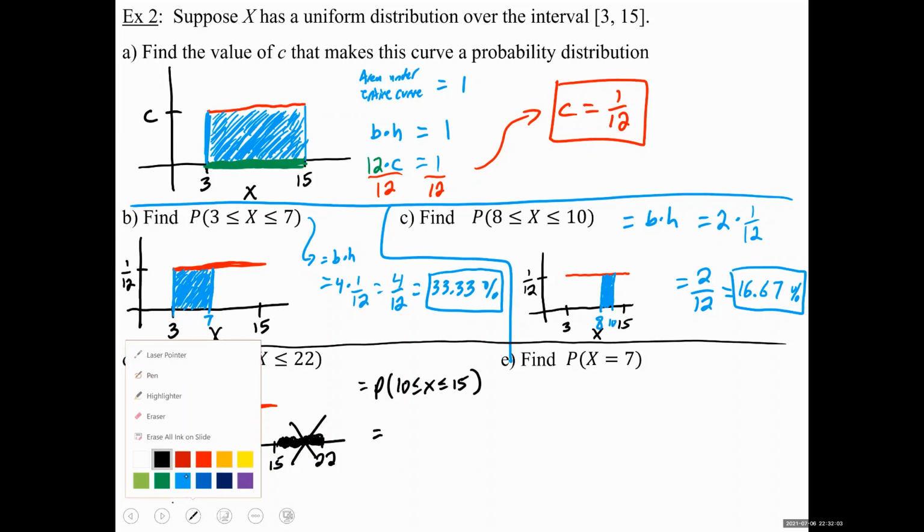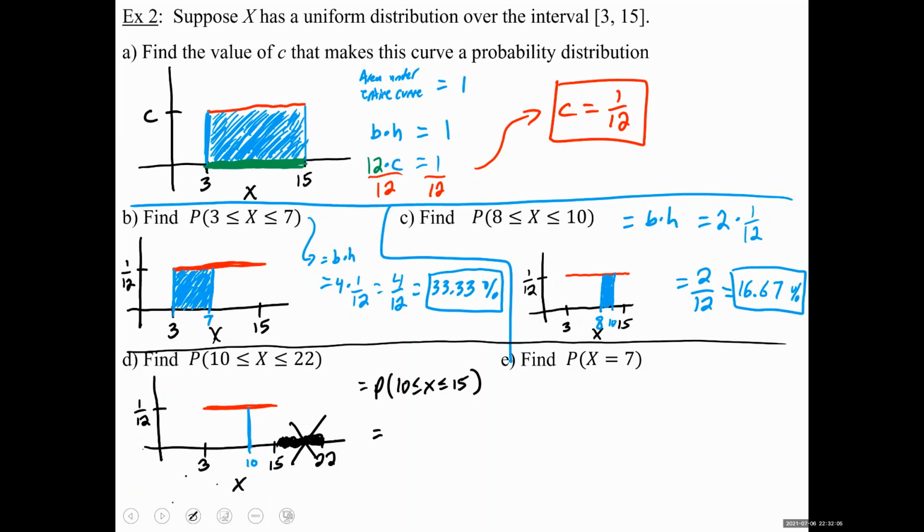And see, that's why it's very important. If you just subtract the numbers to get the base, you might do 22 minus 10 and say the base is 12, but it's not. You have to rewrite the problem first so you know what the correct numbers are to use. You have to use 10 and 15. And then to find the base, you subtract those numbers. Anyway, let me shade the area first.